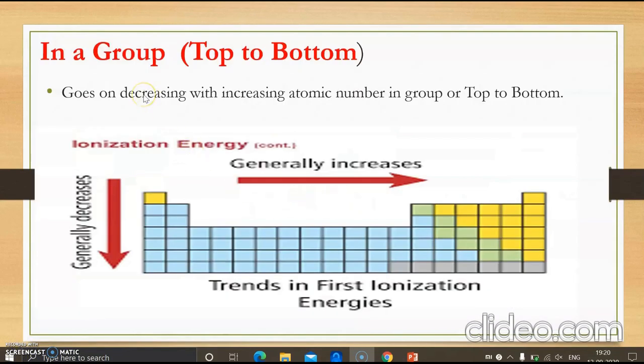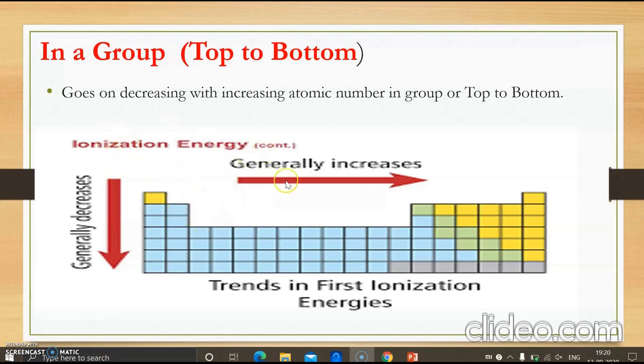Now, in a group, that is from top to bottom, generally the ionization energy goes on decreasing with increasing atomic number. This decrease in the values of ionization energy can be explained by considering mainly three factors.